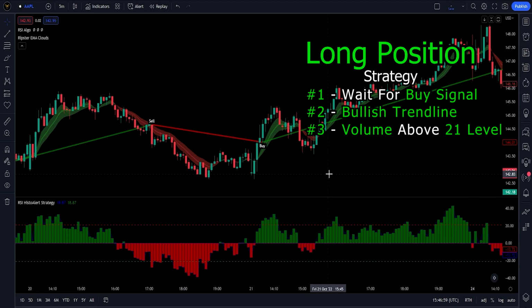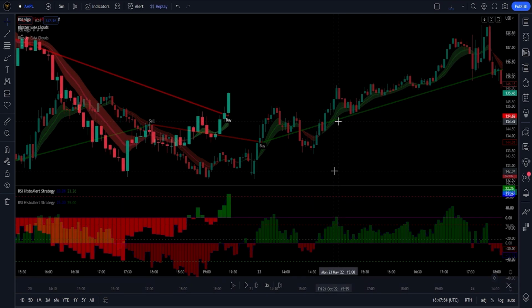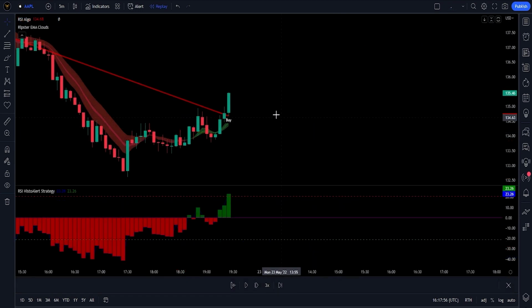Now I will show you just how easy trading with this strategy really is. All you need to do is follow our 3 rules in order, and you will make profitable trades all the time.